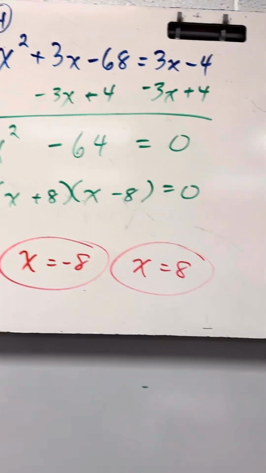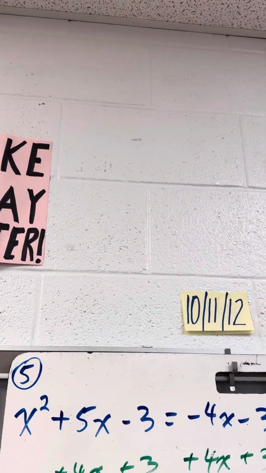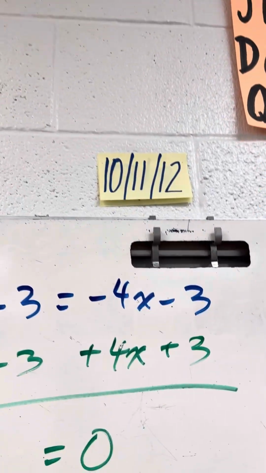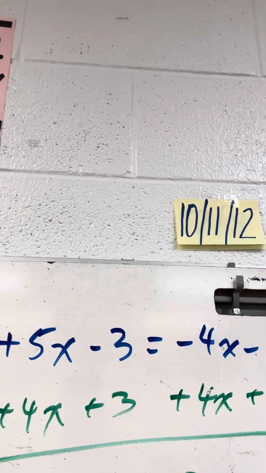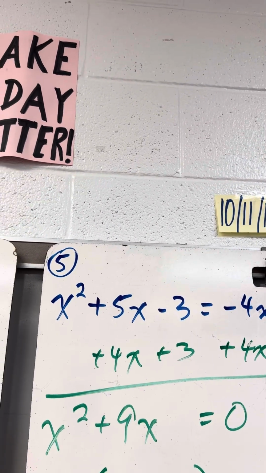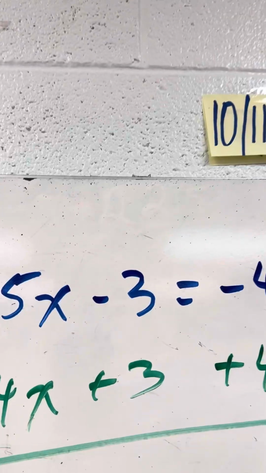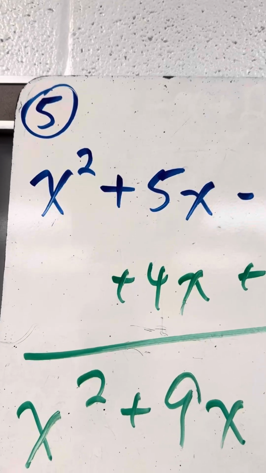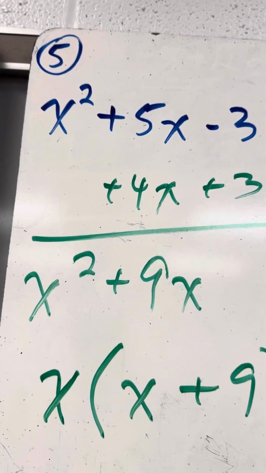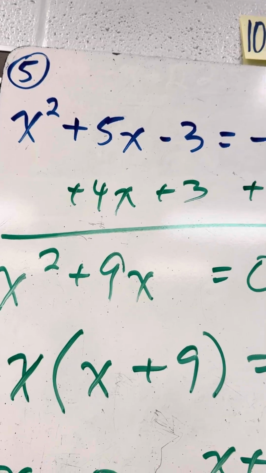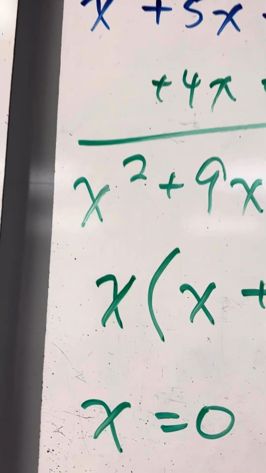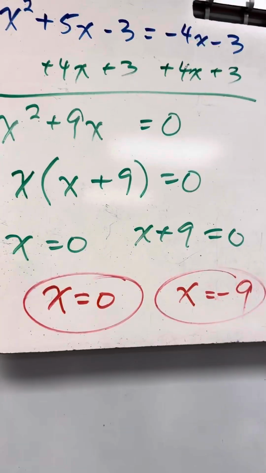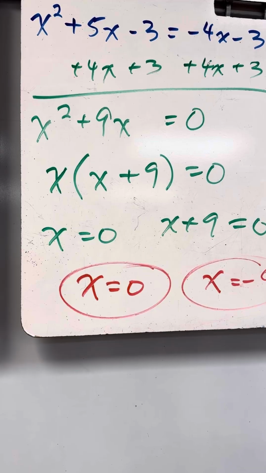Okay. Here's another type of problem you're going to see. X squared plus 5x minus 3 equals negative 4x minus 3. We're going to still add 4x plus 3 to both sides. Okay. And you get x squared plus 9x equals 0 because these 3's drop out. Okay. So in this case, you have an x that's common to both x squared and 9x. So you pull out x, and you're left with x plus 9 equals 0. So now you have x equals 0, and x plus 9 equals 0, giving us x equals 0 and x equals negative 9.